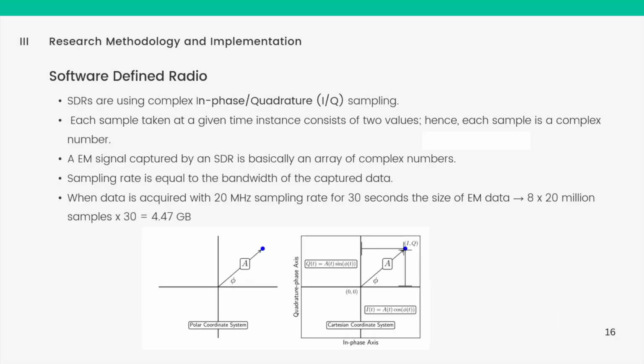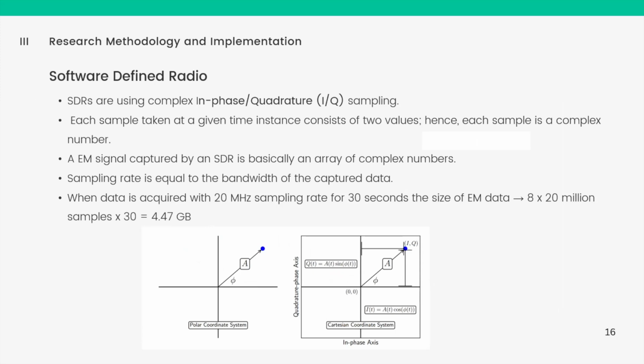A software-defined radio is a simple device that has most of the radio functionalities in software form, like modulation, demodulation, amplification, and so on. Software-defined radios use complex in-phase and quadrature-phase sampling. At each point when a sample is taken, it has two values, in-phase and quadrature-phase, so it's a complex value. So when we say EM trace, it's just an array of complex numbers.